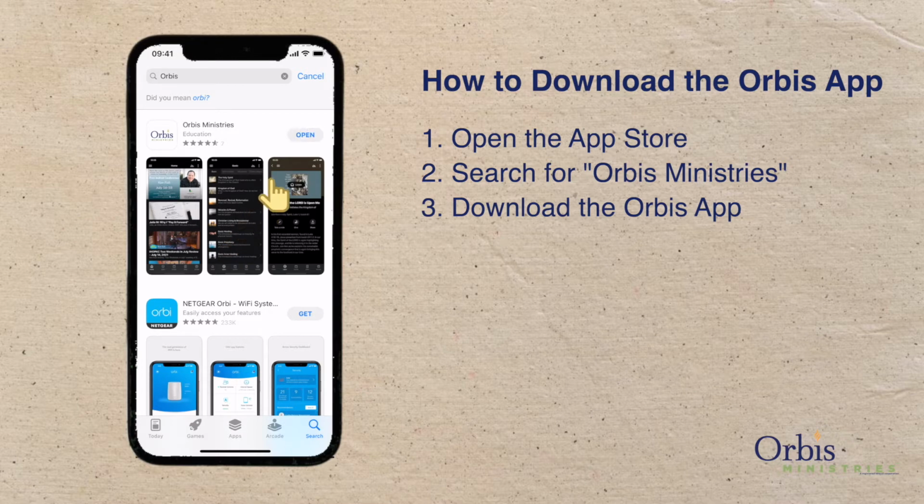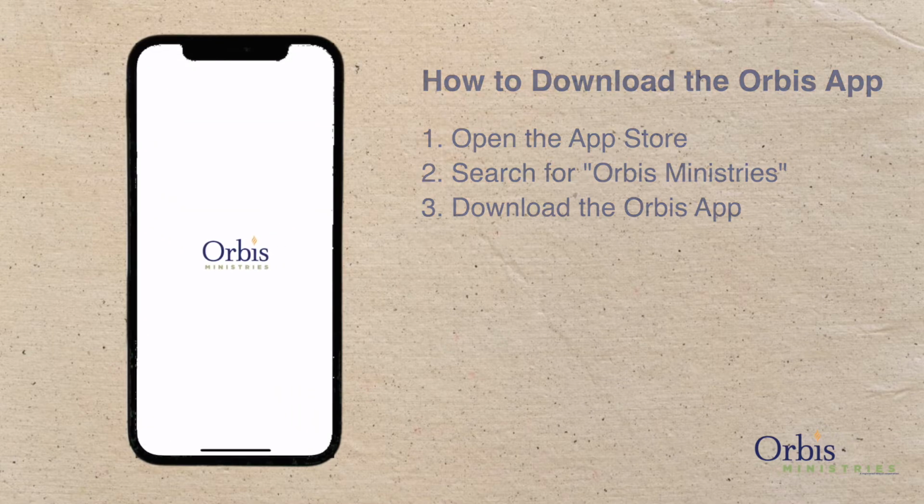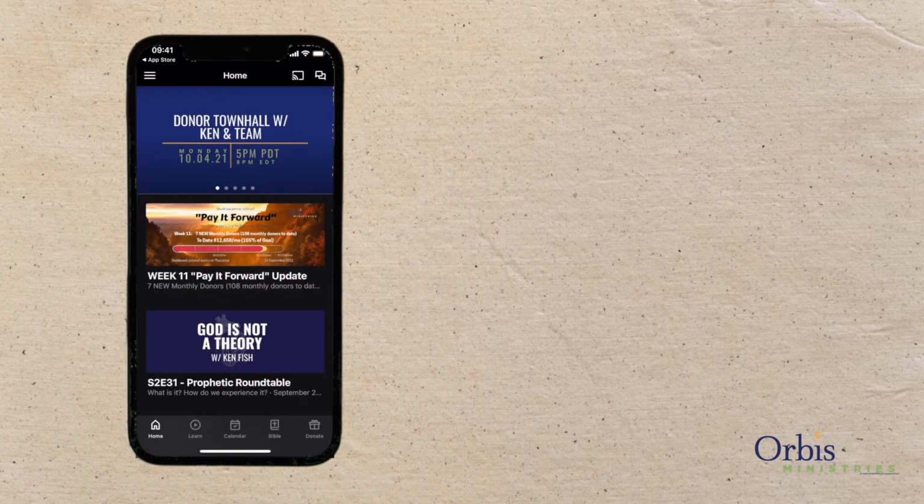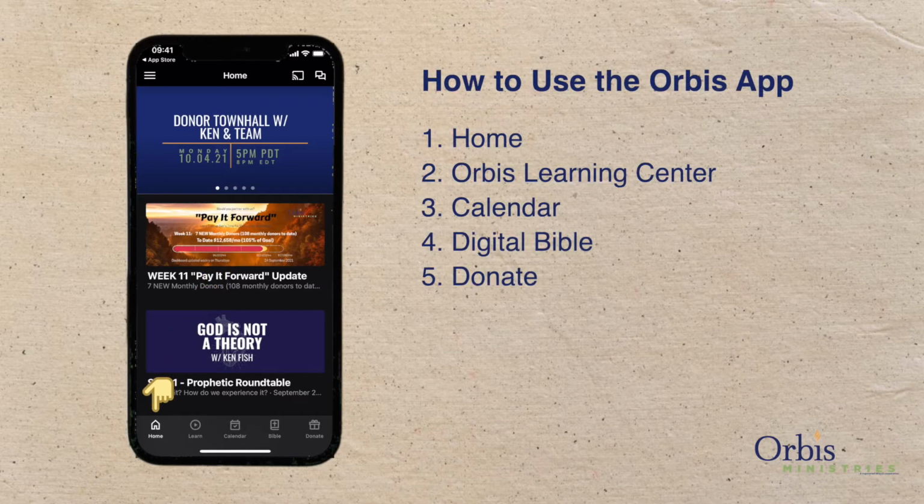I am going to open up the app, and it takes me to the Home tab. And you'll notice at the bottom of the screen, we have 5 main navigation tabs. We have the Home tab, which we're on right now. We have the Learning Center. We have the Calendar, a Bible tab, and finally the Donate tab.